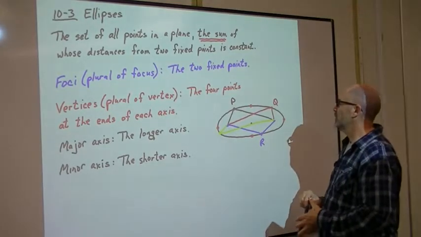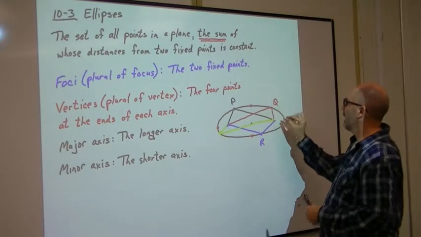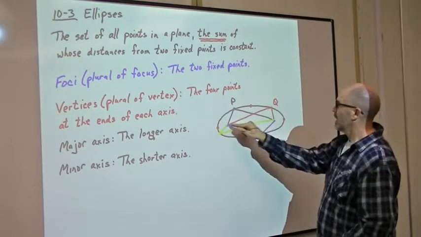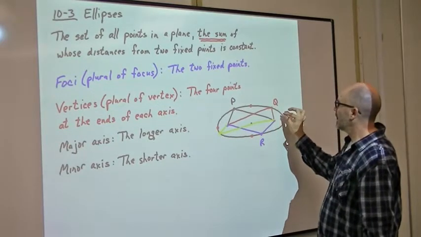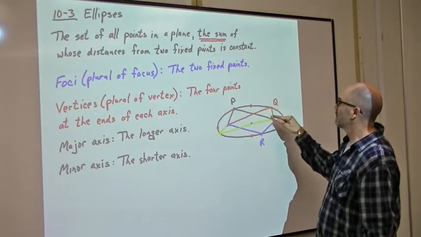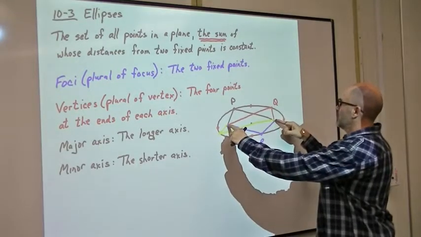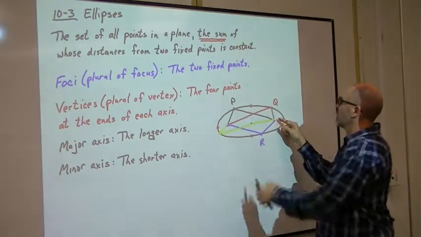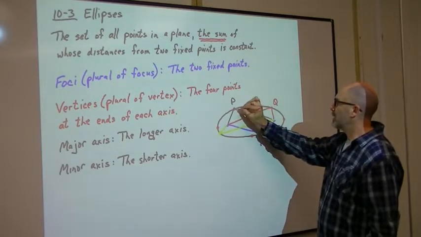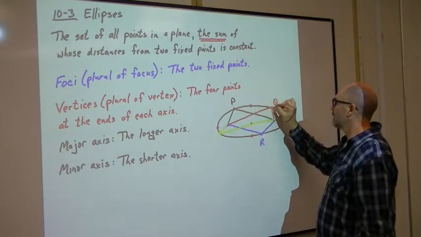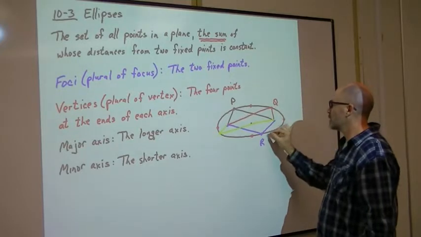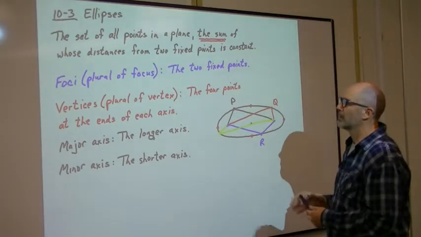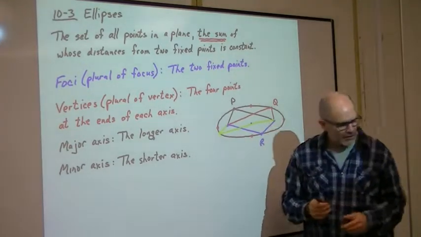Another way I could look at this is if I took a string and put two nails in a piece of paper, and then the string was loose enough to be able to go from the two nails up to some point above the axis. Now, if I took my pencil and just moved it as far as the string would let me go in every direction, then I would be tracing out an ellipse. Okay, so that's the basic definition of ellipse.